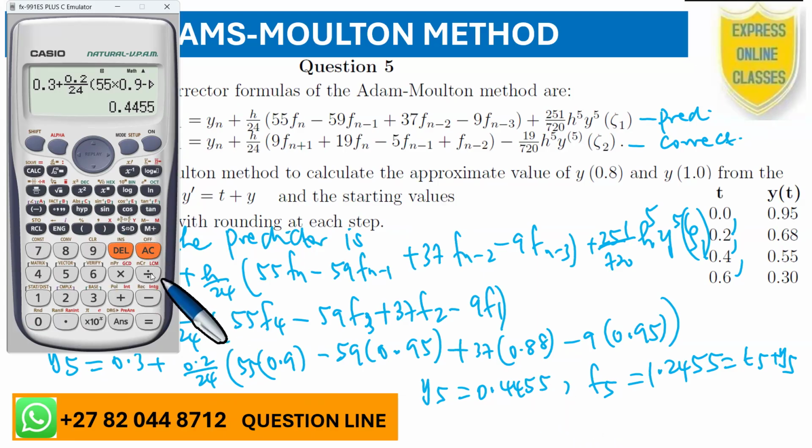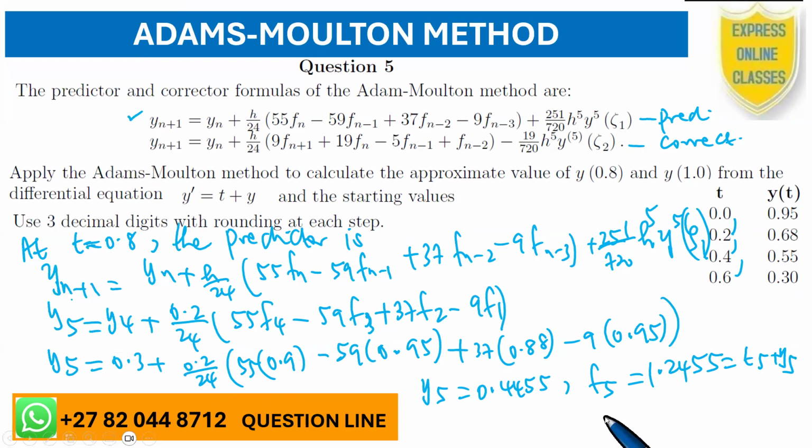And then obviously you take this one and add. According to this, the first derivative is t plus y, so you're going to add the t and the y. The t at this point is T5, and for the y5 it's T5, Y5. T5 is T1, T2, T3, T4; T5 is plus 0.2, which is 0.8. So you're going to add 0.8, which gives 1.2455, which is exactly the F5 there. We're moving quickly to practice more. This was just the predictor, and let us look at the corrector quickly.